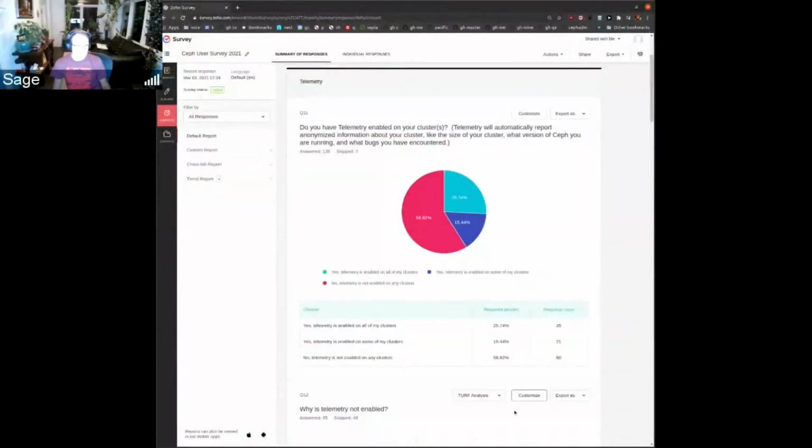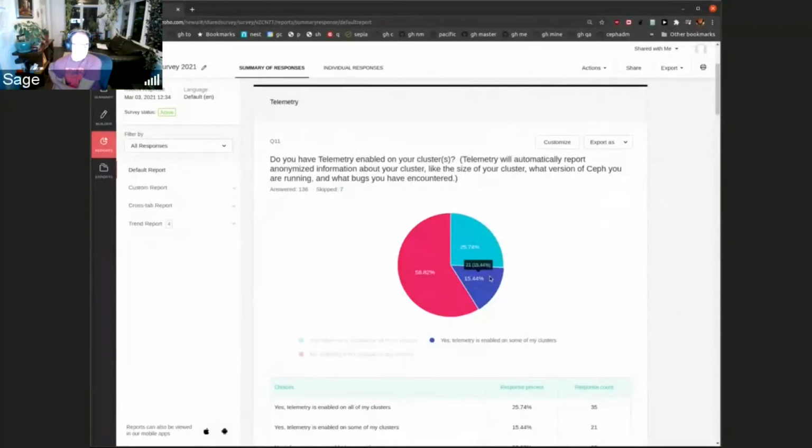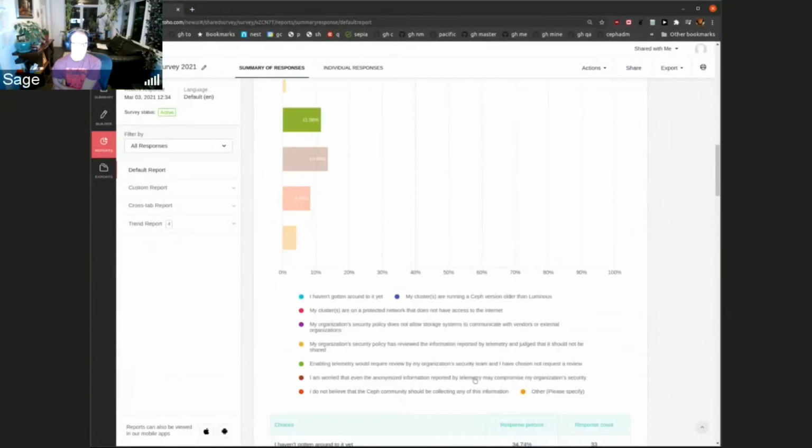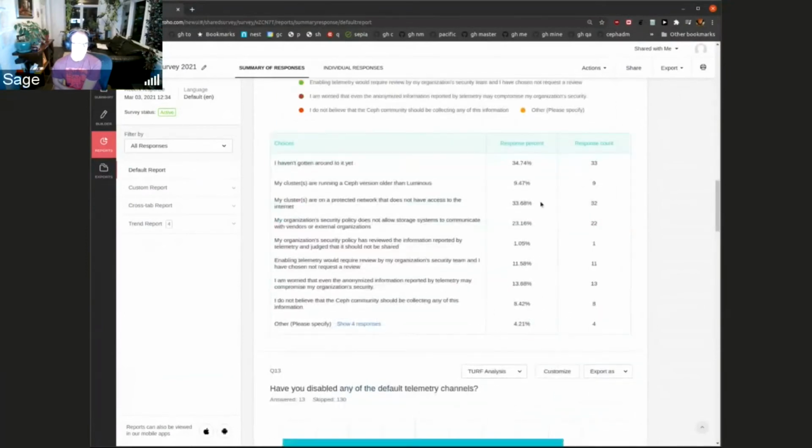I have the results from the latest survey here. I don't know. Can you guys see this? Yep. So about 4/5 of people have it enabled for all or some of their clusters. A little over half have it on none of them. And the reasons why they don't: a third of them are just like they haven't gotten around to it yet. And a third say that their cluster literally doesn't have access to the internet. So you can't do anything about these ones.